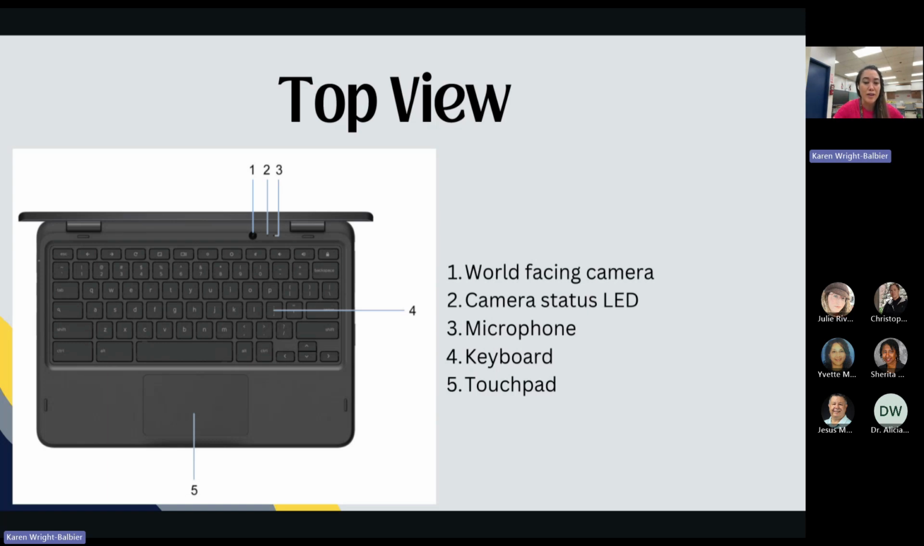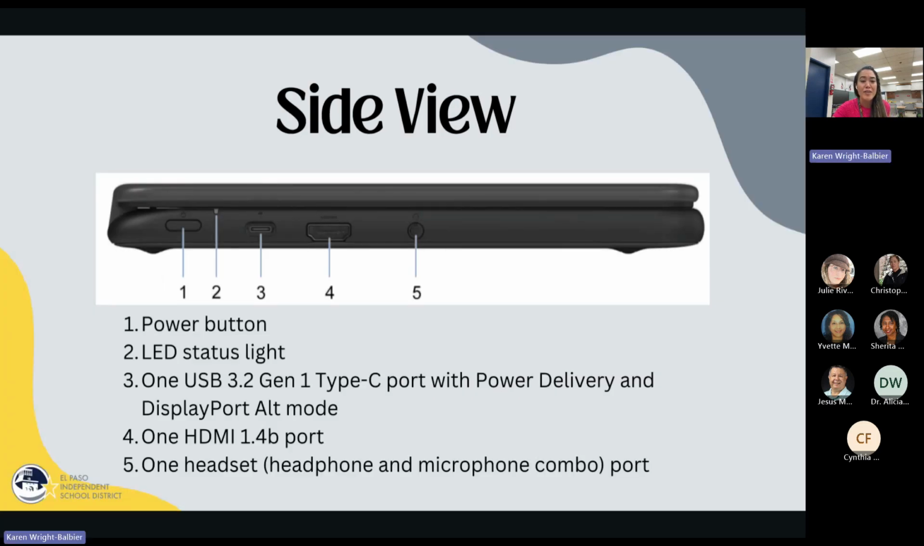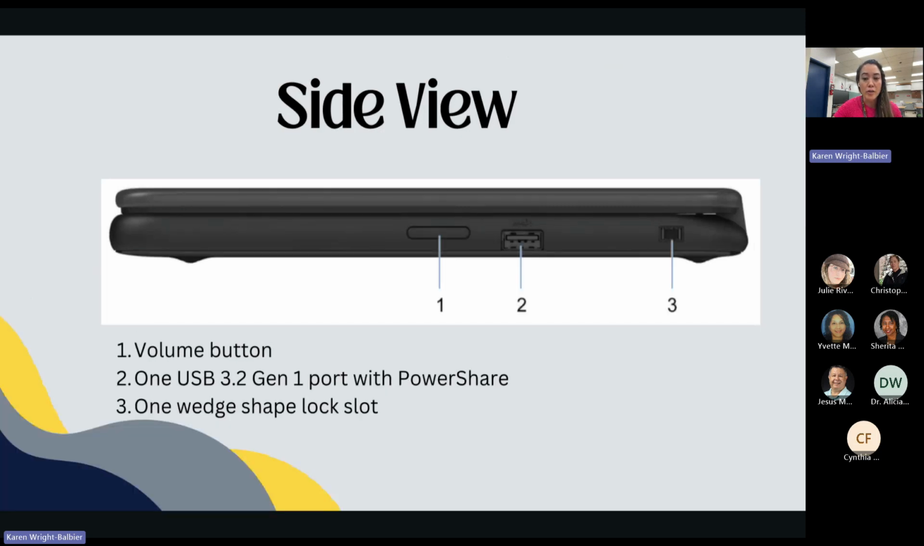You're going to notice that you have a keyboard and a trackpad, or Dell calls it their touchpad, but it has a touchpad for navigating the device as well. On the side, they also have a power button on this new Chromebook, the place to charge it, an HDMI connector, and a place to put your headset for listening to audio. And then there are volume buttons on the other side and a USB port as well. As far as the lock slot, that's not something that we're using in our district, but that would be to lock it down to a table if needed.